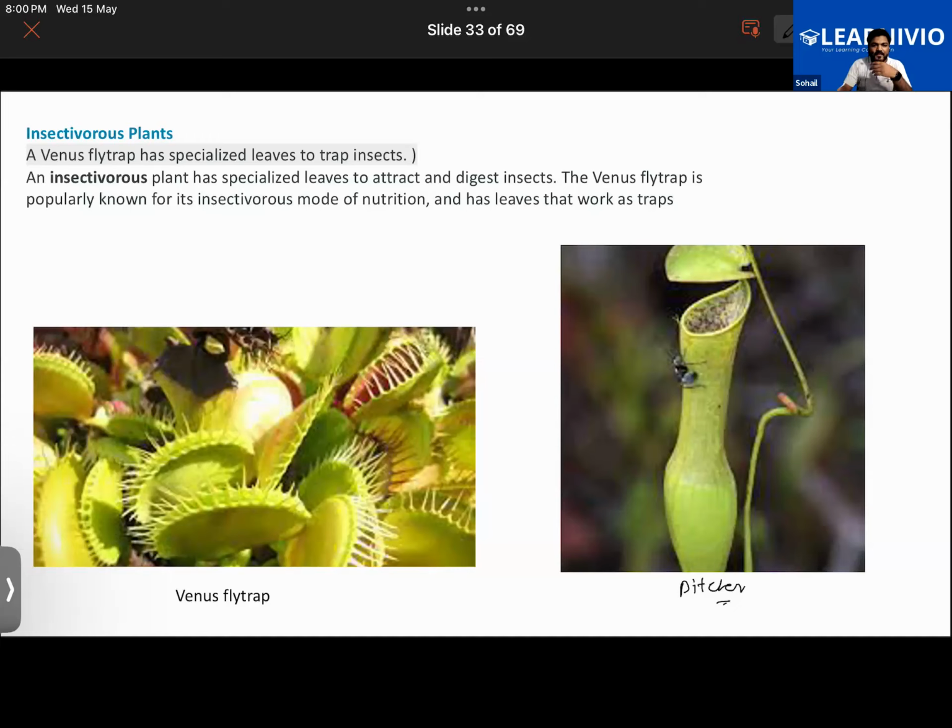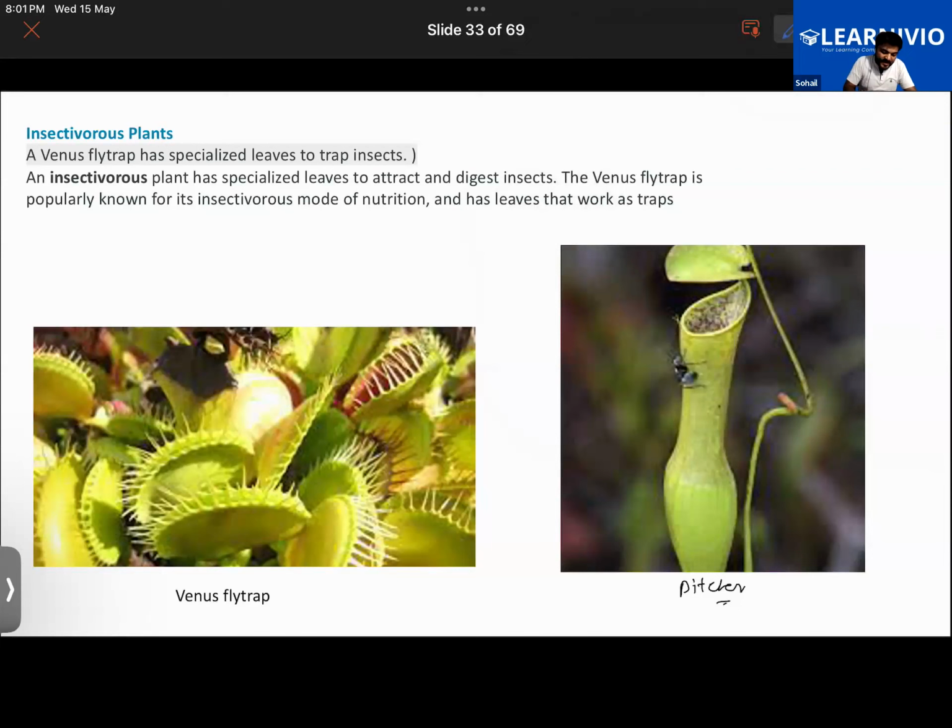Now we call them autotrophs in the sense that they are able to synthesize their own food. Since they are able to carry out photosynthesis, they are autotrophs, that is, they are able to synthesize their own food. But looking at their nature, they have to depend on others also for fulfillment of some nutrition. So they are called partially heterotrophic plants. Getting it or not?